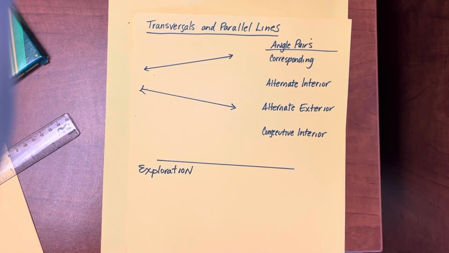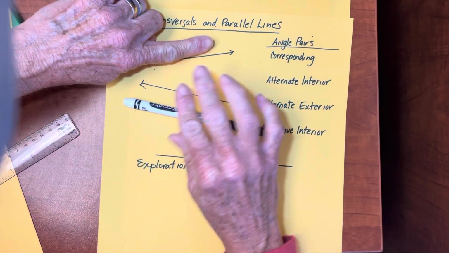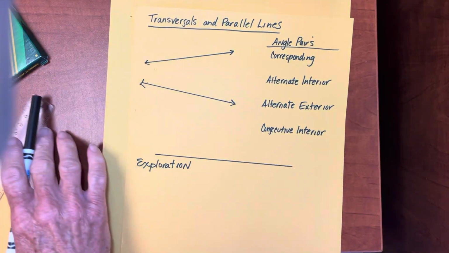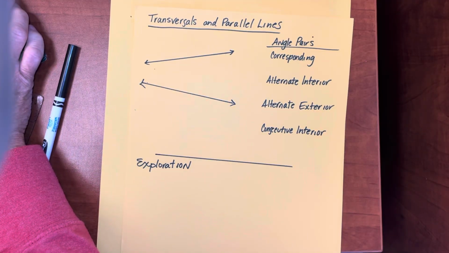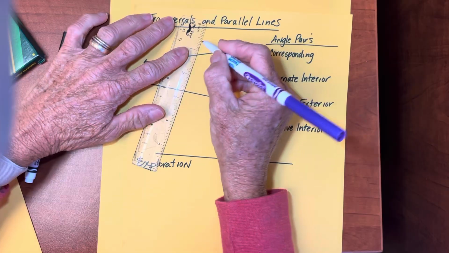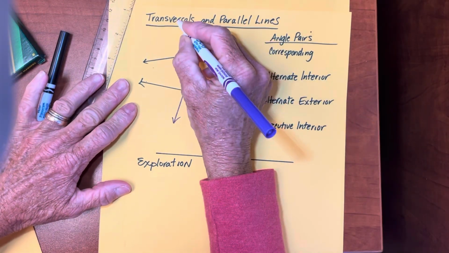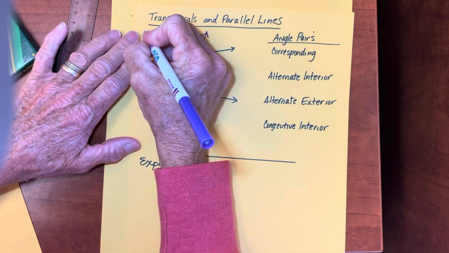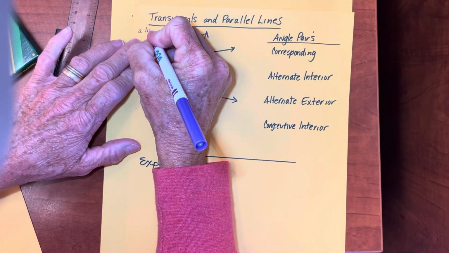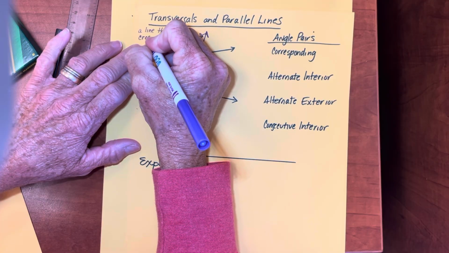All right, let's look at transversals and parallel lines. At the top of the page, these lines are clearly not parallel to one another. So we have two lines. If I draw another line that crosses these two, I have drawn a transversal. This line is a transversal. A transversal is just a line that crosses two or more lines.